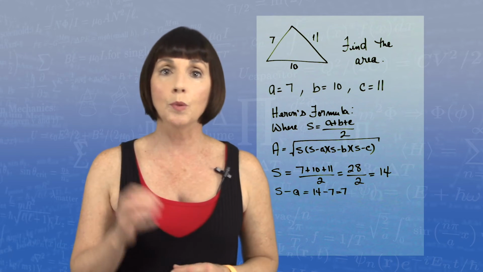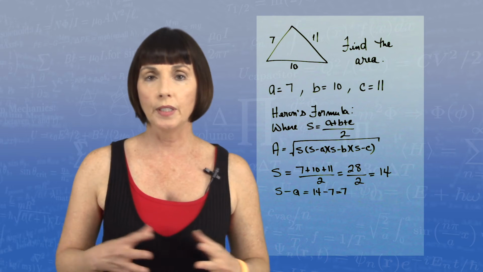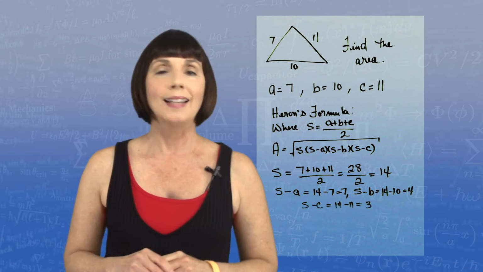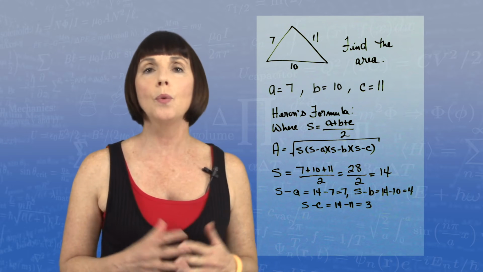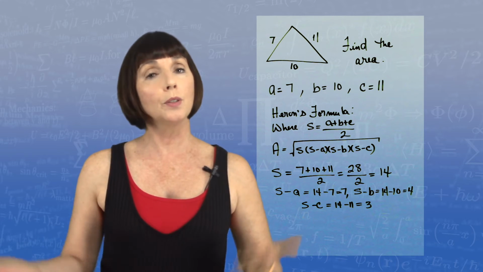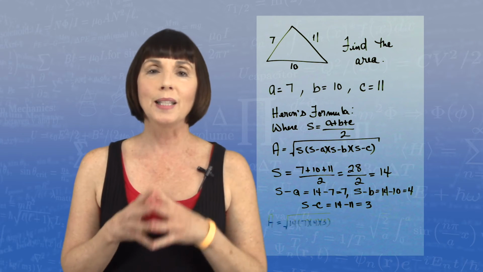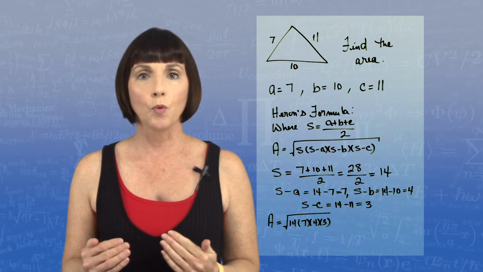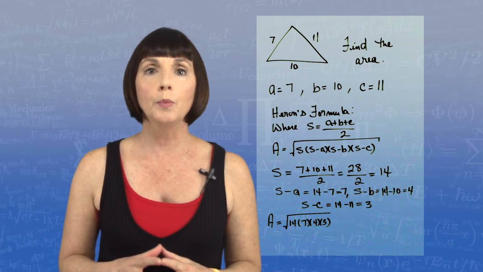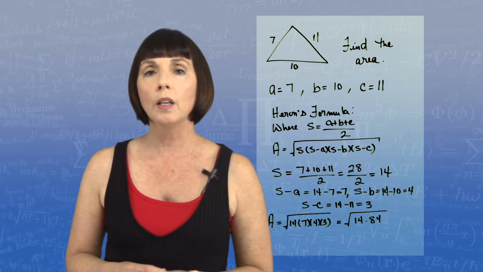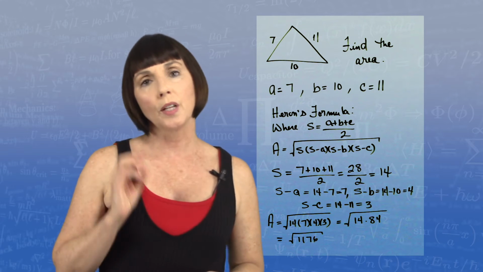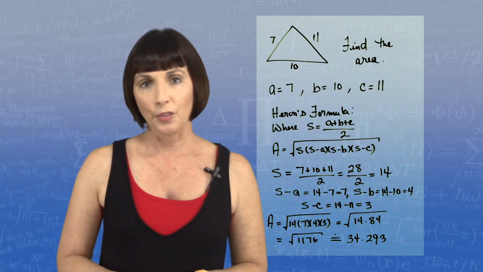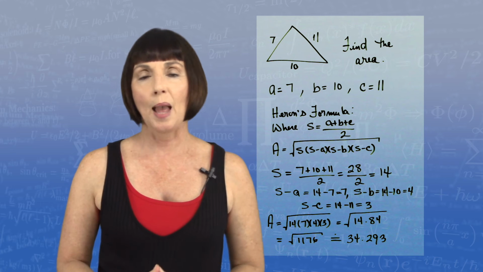S minus A is equal to 14 minus 7, or 7. S minus B is equal to 14 minus 10, or 4. And S minus C is equal to 14 minus 11, or 3. Now we have all our values, we just plug them into the formula. So we get that the area equals the square root of 14 times 7 times 4 times 3. And multiplying, we get the square root of 14 times 84, which is the square root of 1,176, and that is approximately 34.293 square units, whatever units we happen to be working in.